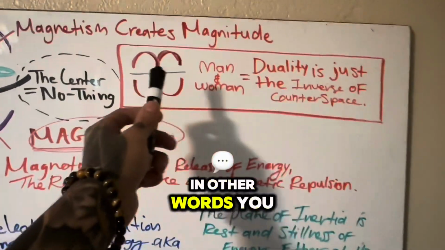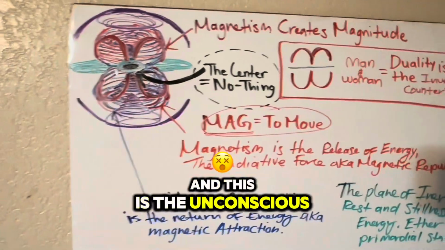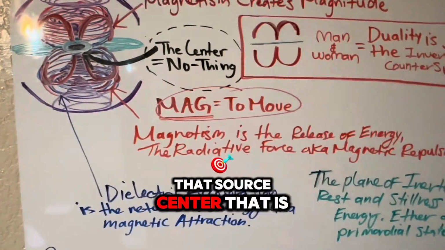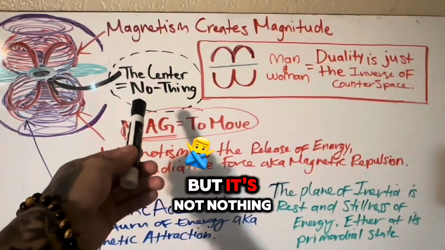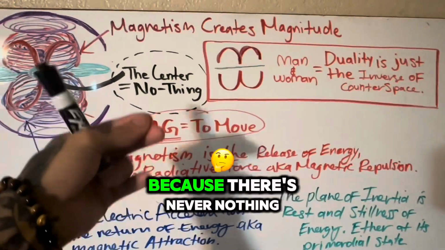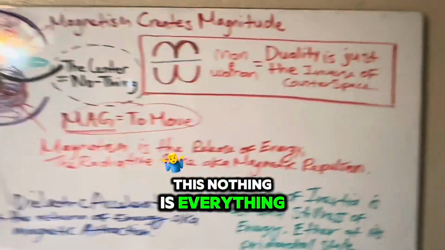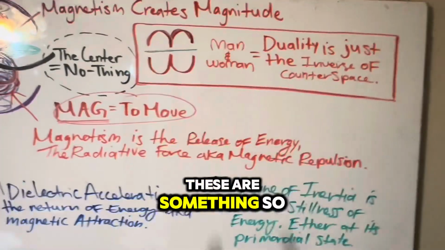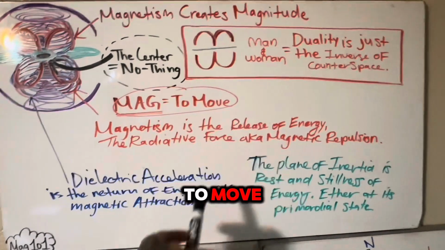In other words, you have the conscious and the subconscious, and this is the unconscious. That source center that is no thing. These are two things, and this is no thing, but it's not nothing, because there's never nothing, there's always something. And this nothing is everything. These are something. So mag means to move. So in Sanskrit, mag means to move.